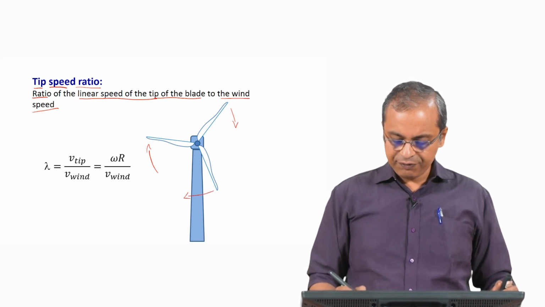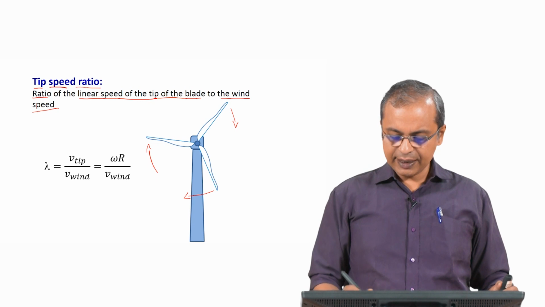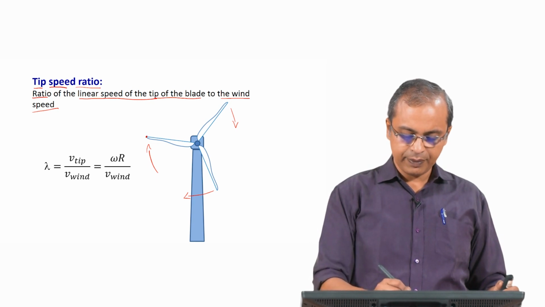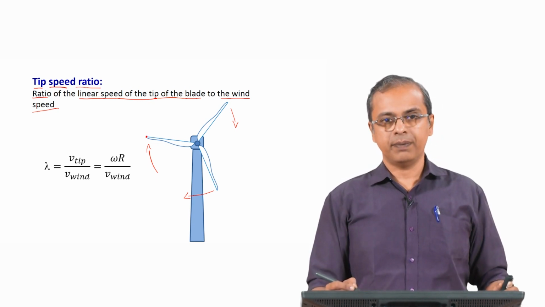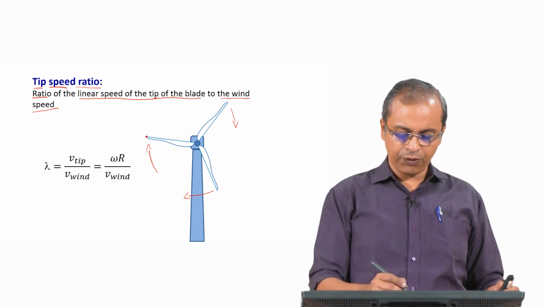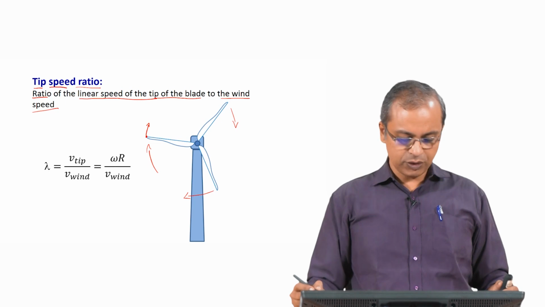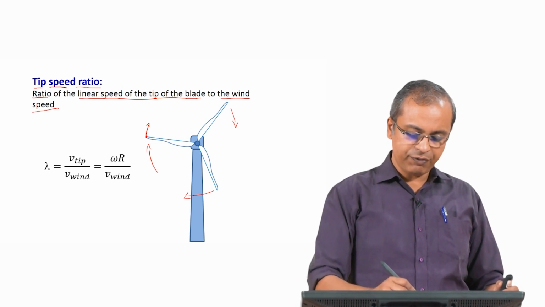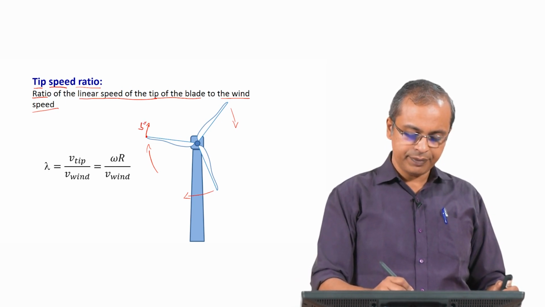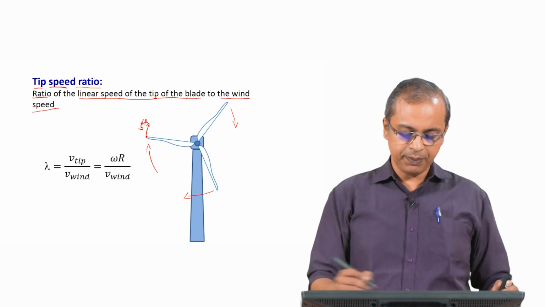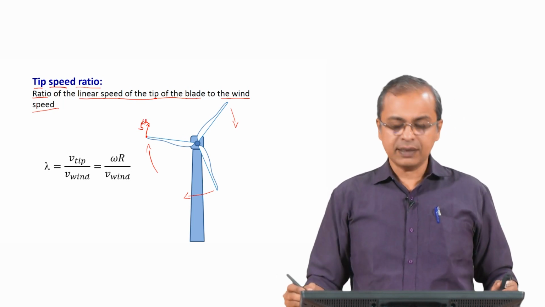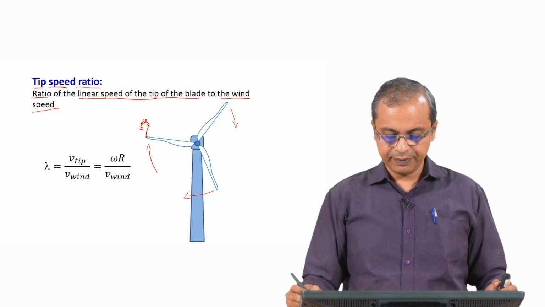So, if this is the way in which it is rotating, if you take the tip of this specific blade, and that will be true for all the other blades, there will be a certain velocity with which it is moving. That velocity we are referring to as V subscript tip, the velocity with which the tip of the blade is moving.